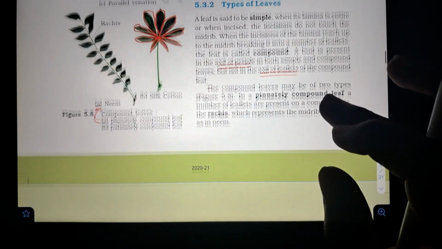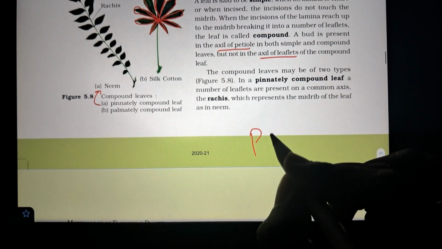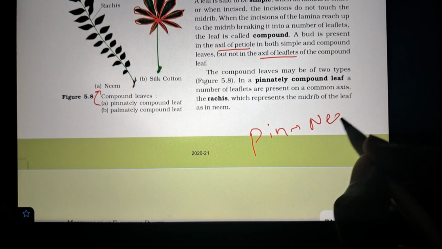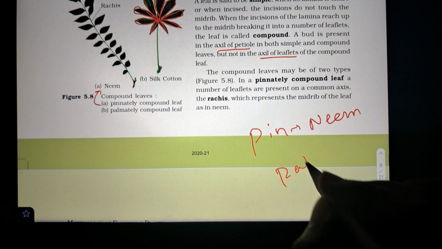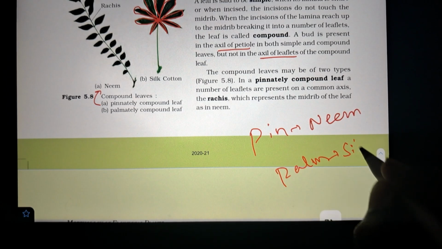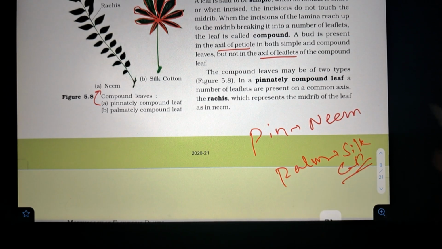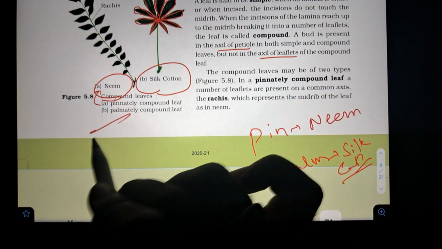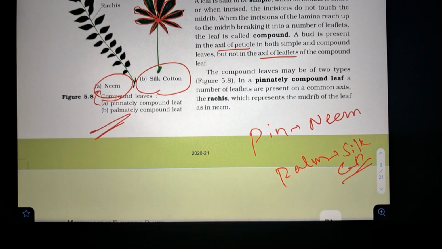So the main example: pinnately compound, the example is the neem plant. Palmately compound, the example is silk cotton. Neem, silk cotton. Remember the examples. The examples are the most important ones.